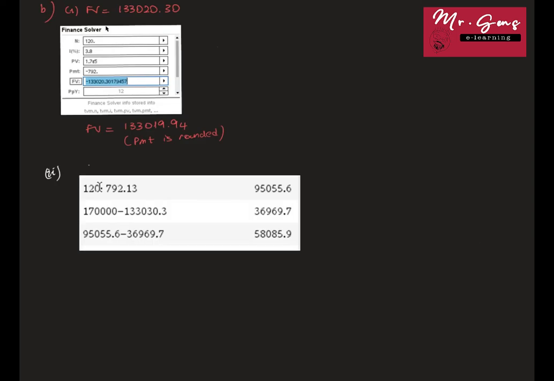Here's the calculator screenshot. In 10 years, 120 payment has been done, and each payment is 792.13. So far, the paid amount is here. So loan was 170,000, and we just calculated the remaining debt. So difference is the amount that is paid as a part of the original debt. So difference between the first and second line, on the other hand, is the interest that is paid in first 10 years.